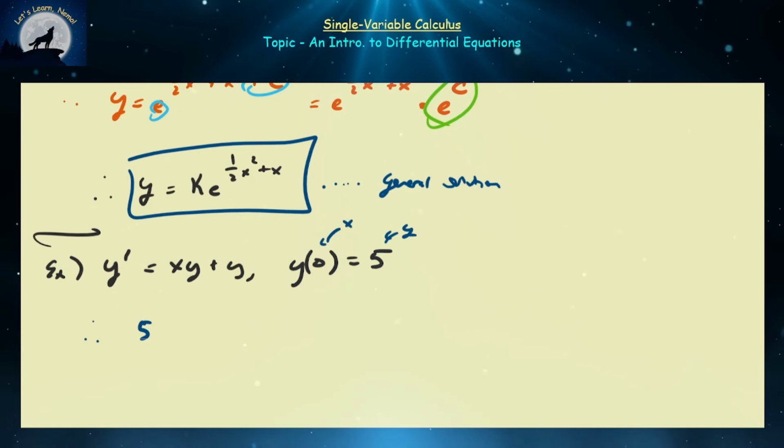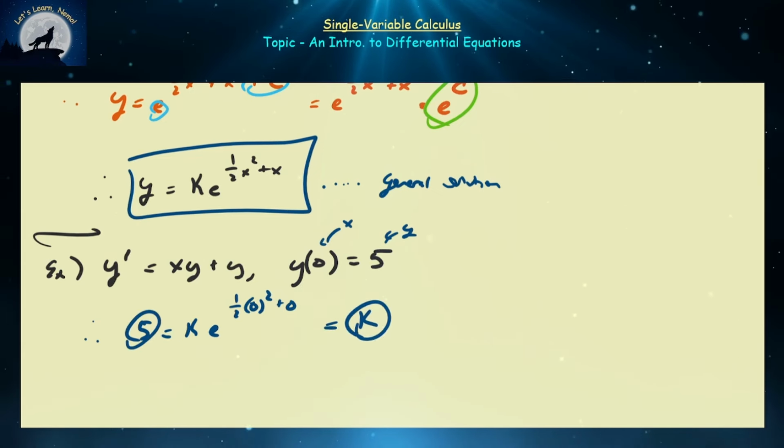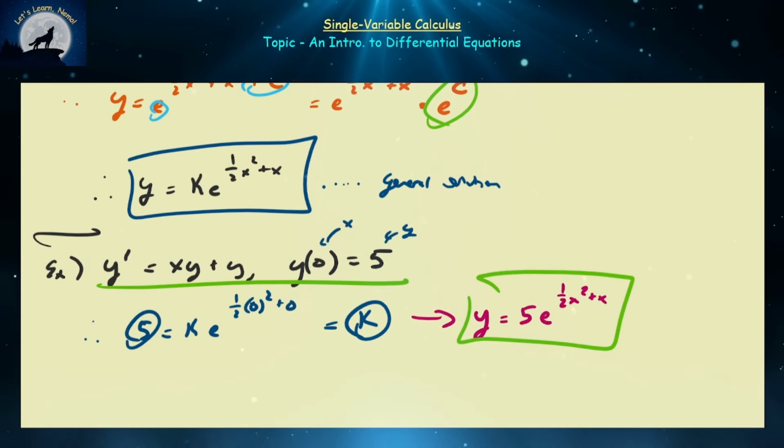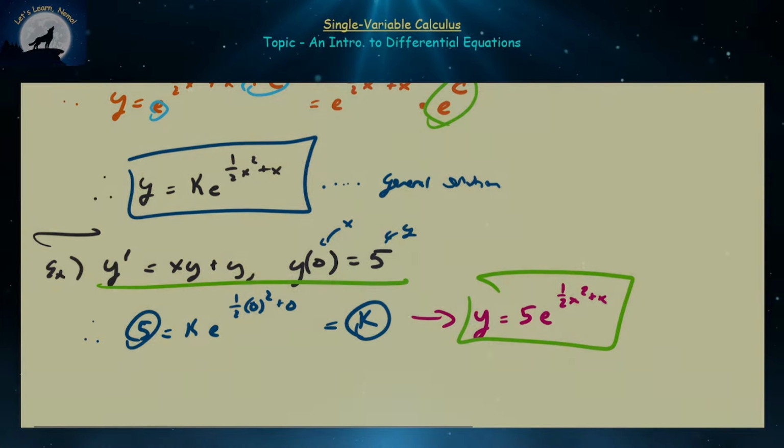So we're going to have 5 is equal to k times e to the 1 half 0 squared plus 0. But 0 plus 0 is 0, and e to the 0 is 1. So this is just going to be equal to k, and that's going to be the value of 5. So therefore, the particular solution will be y is equal to 5 times e to the 1 half x squared plus x. So that would be your particular solution to this initial value problem.